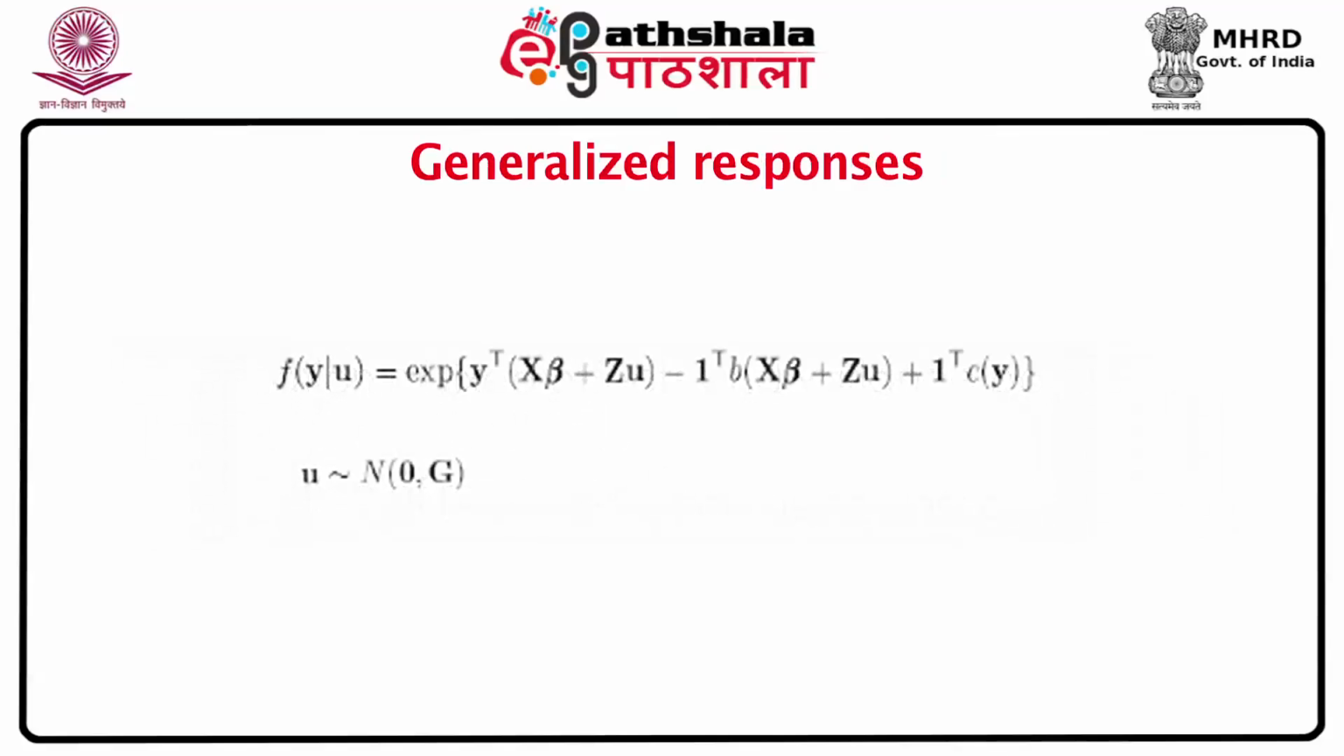We now want to generalize this to the case where we have generalized responses. So this means that my outcome Y is no longer normal or no longer continuous, but comes from the one parameter exponential family. So here, for example, is the probability density or mass function of the one parameter exponential family written in the canonical form. Now note that the linear predictor is now replaced by X beta plus ZU, and I also make the additional assumption that U follows a multivariate distribution with mean 0 and variance covariance matrix G.